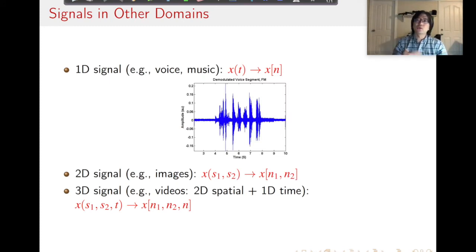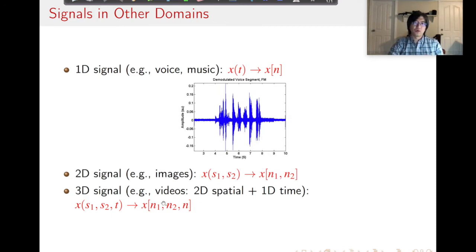So here is some example. As we mentioned before, we can look at a signal from other domains. We have one dimension signal, which is audio signal, like voice, music, and so on. We have seen that before. The other example is the two dimension signal, which could be an image. And of course, for both of them, we may have the continuous time signal and the discrete time signal. Here, we can have continuous two-dimension signal and discrete two-dimension signal.